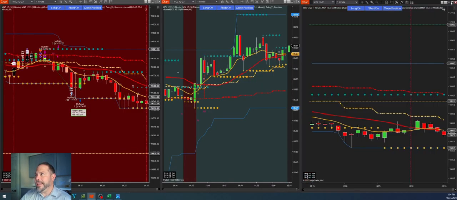Originally, I thought that it was taking another trade on the Russell, so I was like, okay, but it wasn't on the Russell. It was on the NQ. It only took one trade on the NQ today, but look at this, guys. One trade, $150 P&L, saved the day.